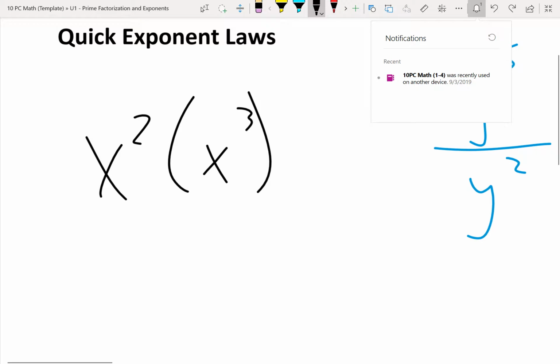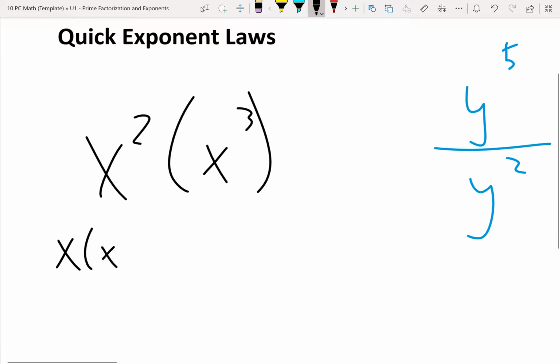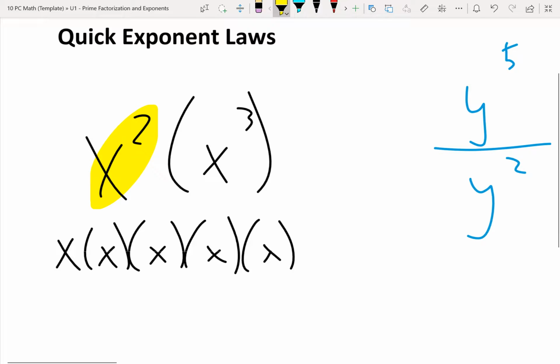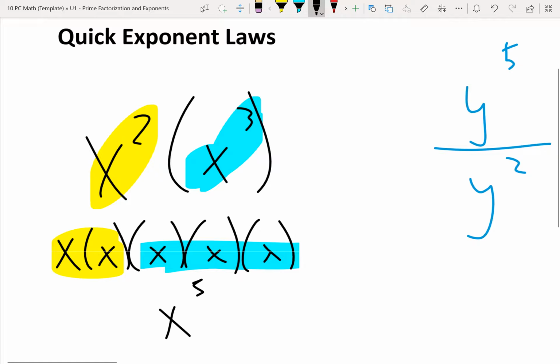This is essentially the same as if we were going to write it this way. So x times x times x times x times x. So this x squared became this part, and this x cubed became this part. If we're multiplying all those x's in a row, basically we're multiplying it 5 times. So that's the same as x to the power of 5. And what you'll notice is if you take the two exponents at the start, if you just add them together, it gives you the answer.